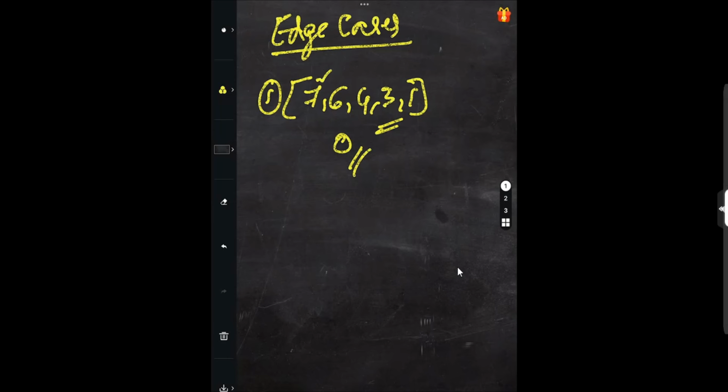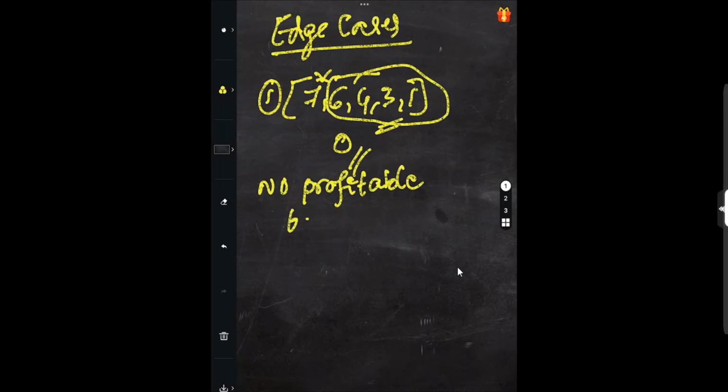Here the prices are in decreasing order, so prices are continuously decreasing and no profit can be made here. This is the first edge case: no profitable transaction made. This is the first step, and this is the first edge case.